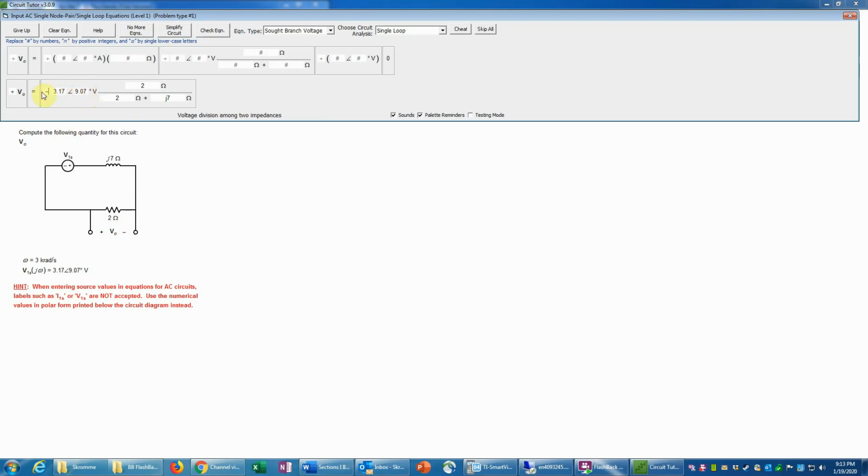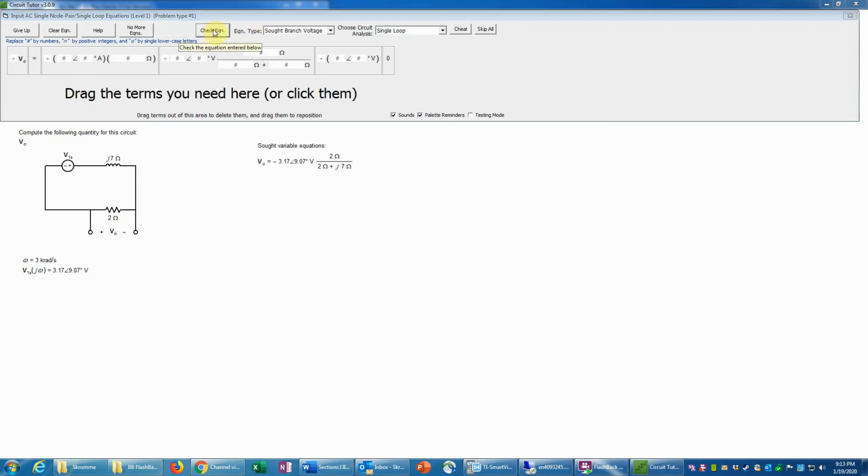So that would be another way of doing it, or we can just let the computer do it for us by putting a minus sign here. So now we'll check that equation, and that is correct. And that's the only equation we need here to get V0, so we're done.